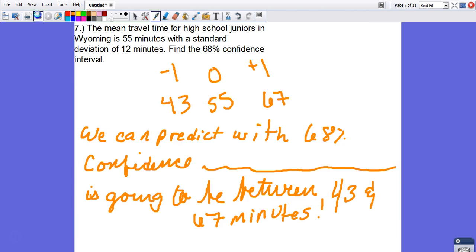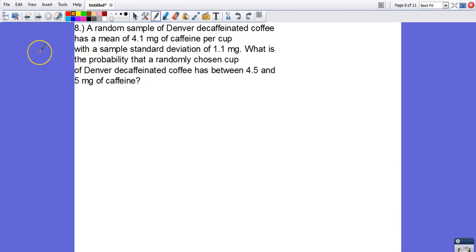Yay! Question number 8. A random sample of Denver decaffeinated coffee has a mean of 4.1 milligrams of caffeine per cup with a standard deviation of 1.1 milligrams. What is the probability that a randomly chosen, so what's the area, what's the percent, that a randomly chosen cup of Denver decaffeinated coffee has between 4.5 and 5 milligrams of caffeine? So we just need to find 4.5.